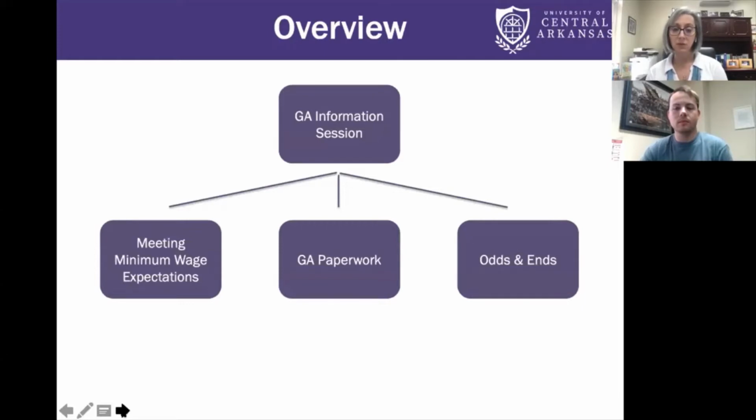But then as we move into GA paperwork, there's definitely some new things that have occurred in the past year. And then, of course, our odds and ends, there's some fascinating information in there that we're really excited to share with you. So there are new pieces, even if you've sat through this before.